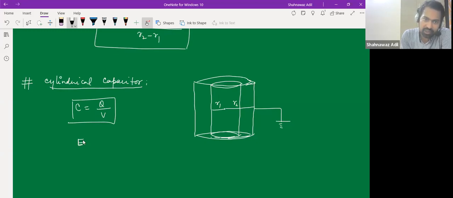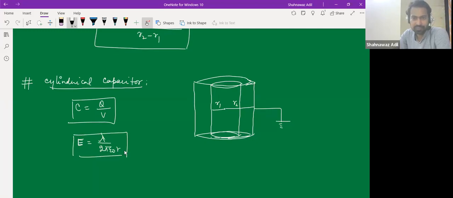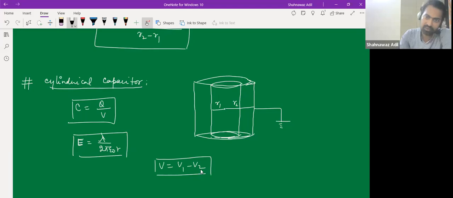What do we know about the electric field? The electric field for this cylinder is lambda by 2 pi epsilon naught r. Right, guys? Now, how can we calculate the potential from the electric field? We have to calculate the potential difference between 1 and 2. Do you guys remember how we calculate the potential difference from the electric field? Anyone remember?